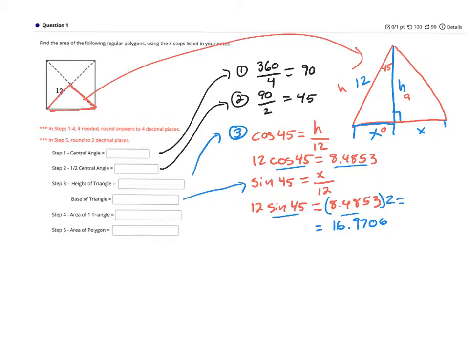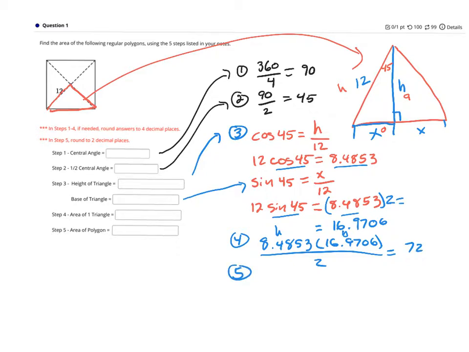And then the last one is find the area of one triangle. So that'll be 8.4853 times 16.9706. So that's height times base divided by 2. And when you do that, you get 72.